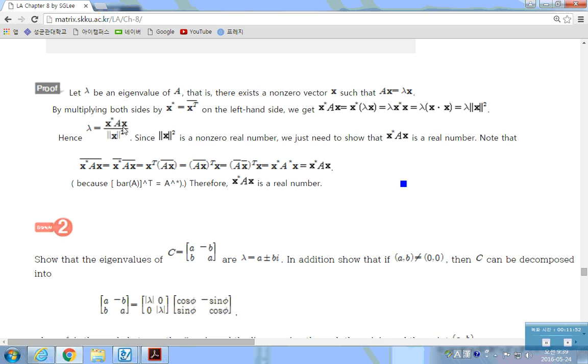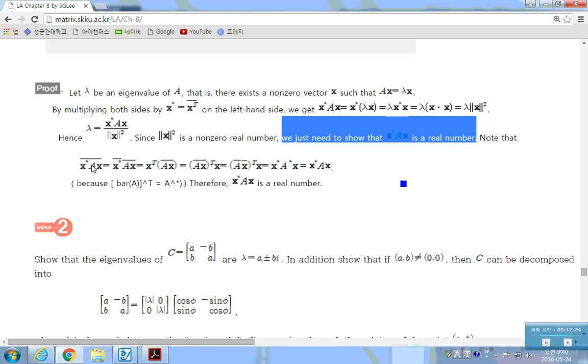We want to show this is a real number for the matrix A, which is the same as A star. The denominator is a non-zero real number already, so all we have to show is that the numerator is a real number. This is 1 by 1, X star X. So we want to show the conjugate of this is the same as itself. So we just need to show X star AX is a real number, a 1 by 1 real number.